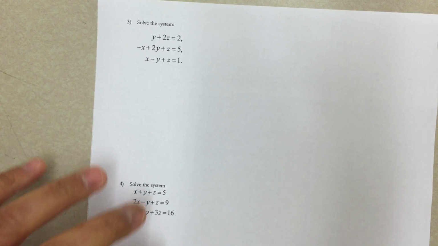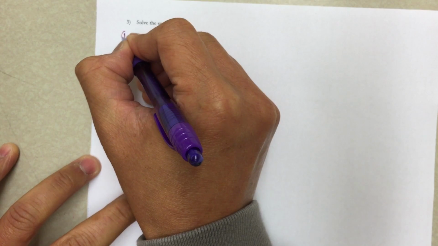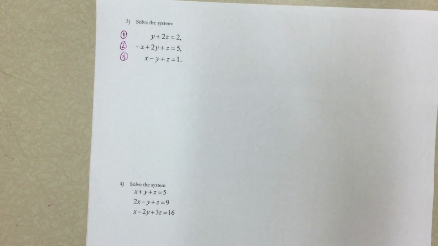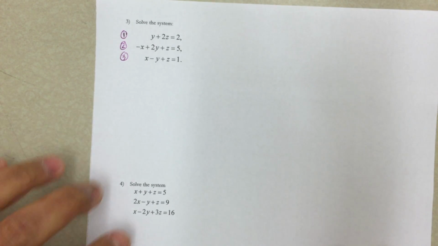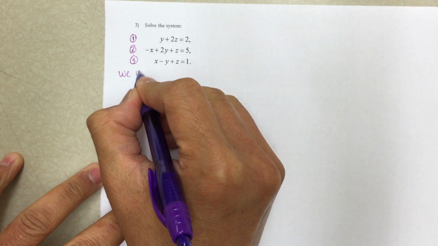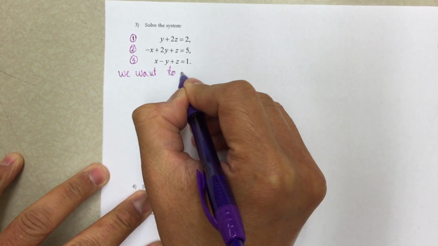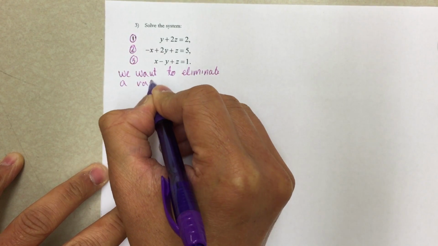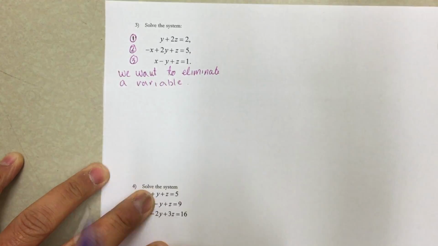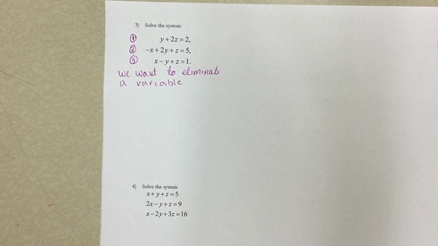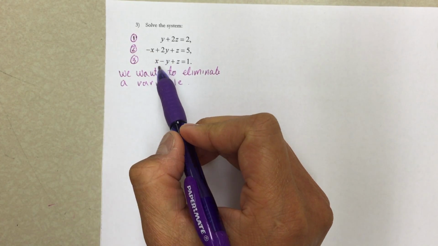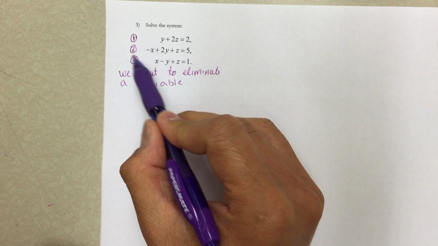So first thing we do is we label these equations. Call that equation 1, 2, and 3. Now we want to eliminate a variable, and you decide on the variable you want to eliminate. If you look at equation 1, we know that x is missing. So let's try to get rid of x from a pair of equations.